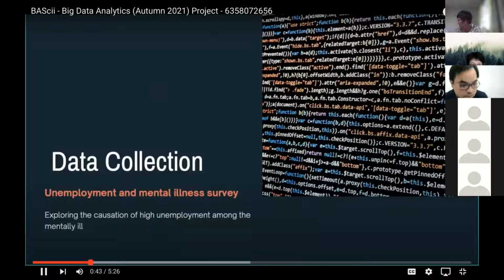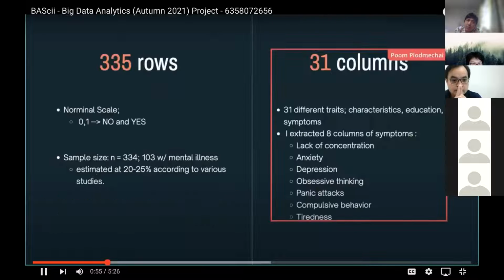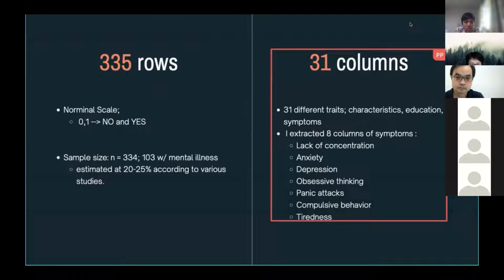So moving on to data collection. This data set is multiple surveys verifying the high unemployment rate among those with mental illness. But this is the only survey to date which targets causation, so why are they unemployed? Sample size is around 334 respondents with 103 diagnosed with mental illness. But this proportion is approximately equal to estimates of the general population diagnosed with mental illness, typically estimated at 20 to 25% according to various studies.